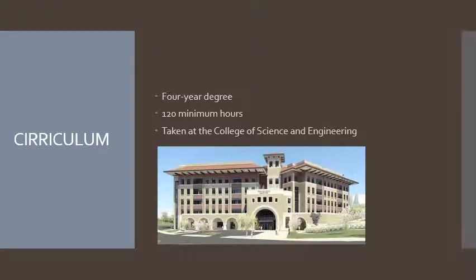They also help with design and construction of commercial and residential buildings and with land development. To get a Bachelor of Science and Technology degree with a major in Engineering Technology, specialization in Civil Engineering, it is a 4-year degree with 120 hours minimum, and it is taken at the College of Science and Engineering, otherwise known as the Coast Campus.